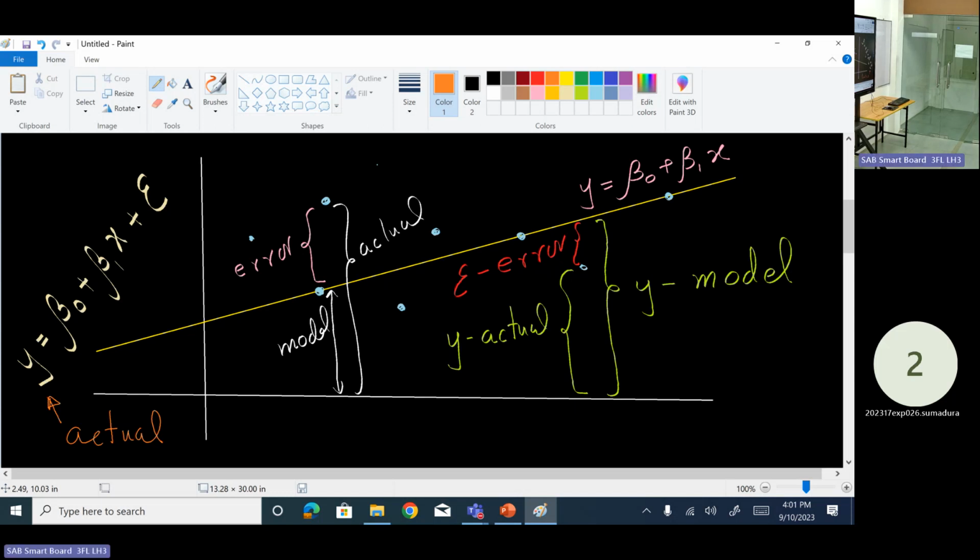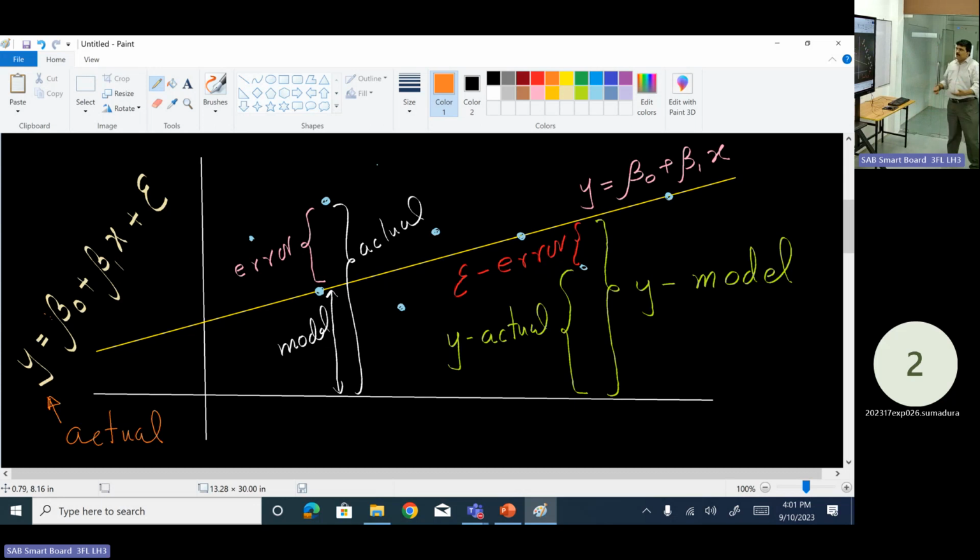Here I have put it at two places just to show you. In this case, epsilon is the error and epsilon is positive. In this case, epsilon is negative. One more case: if it is on the line, epsilon is zero. Now in this model, you know all the terms. Y is the actual, this represents the model part, and this represents the error part.